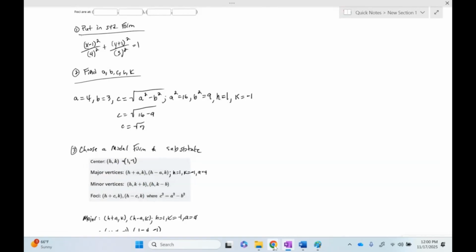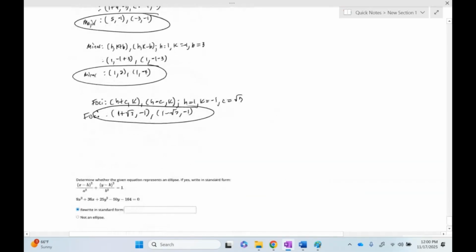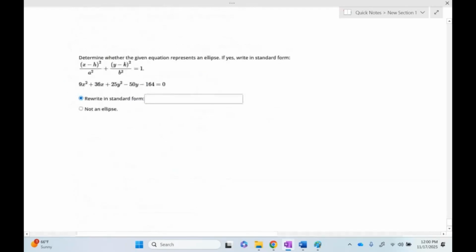Now, there are a couple of problems at the very end of the homework. There are 2 problems, and this is one of them. It says determine whether the given equation represents an ellipse and write it in standard form.